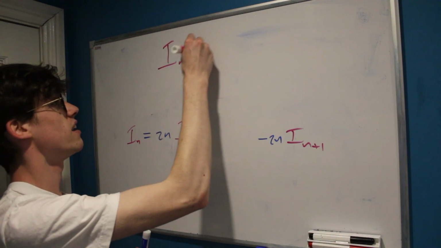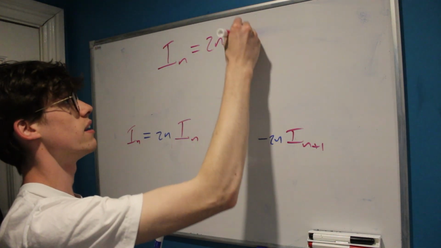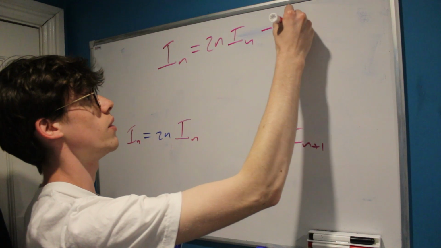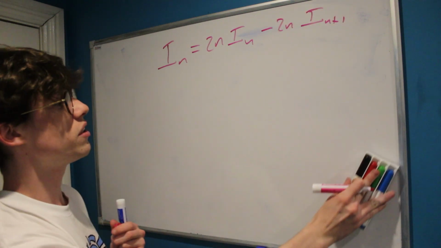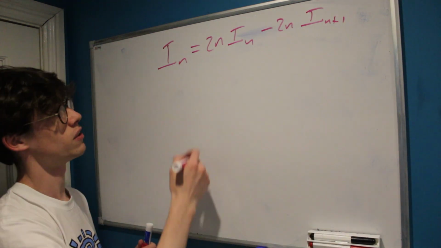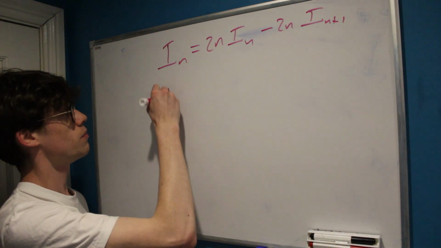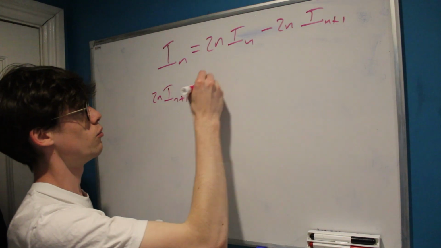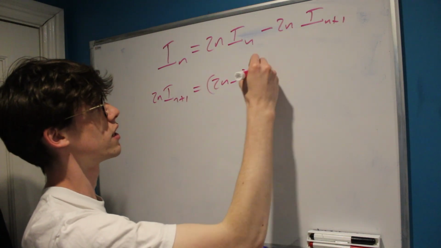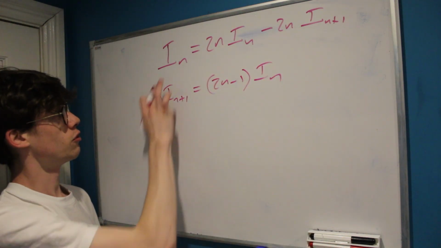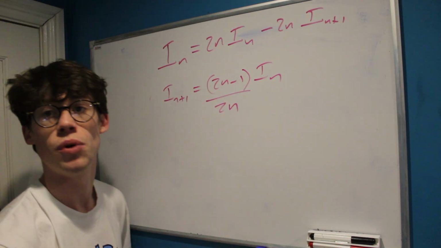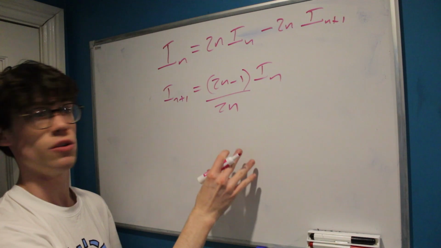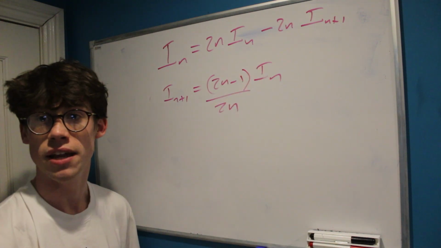It's that I_n equals 2n I_n minus 2n I_(n+1). But of course we're going to want this in terms of I_(n+1), and some simple manipulation will yield the following. And of course if we just divide by 2n, we find that I_(n+1) is equal to (2n minus 1) over 2n multiplied by I_n.